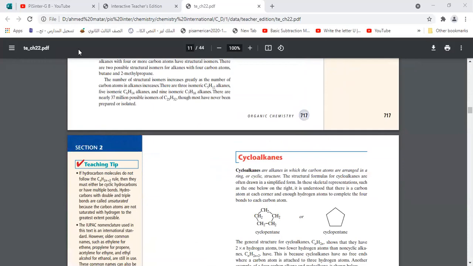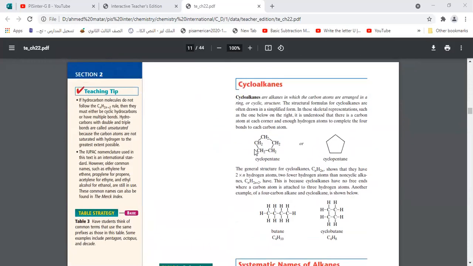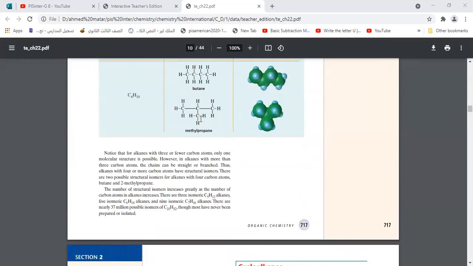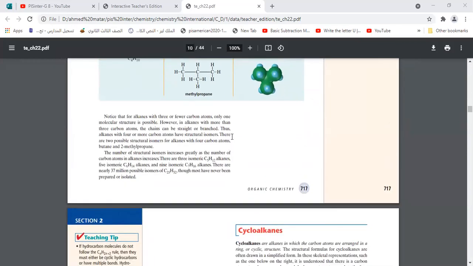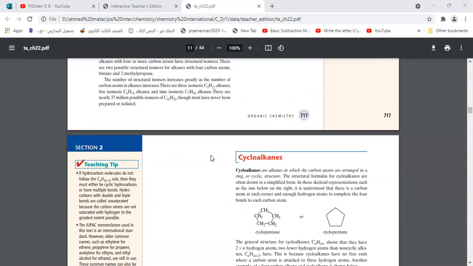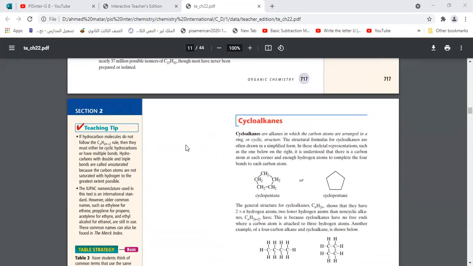Actually, not all alkanes are found only in the form of straight or branched chains of carbon like this. Sometimes they are found in the form of rings or cycles, so that's why we call them cycloalkanes. Cycloalkanes are alkanes in which the carbons are attached to each other to form a ring, whatever the number of sides in that ring. That depends on the number of carbons.